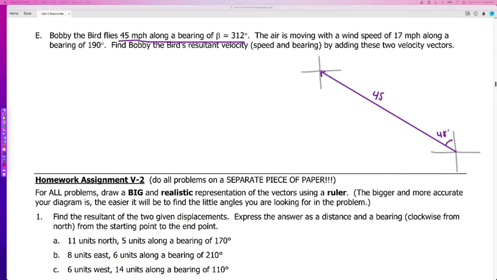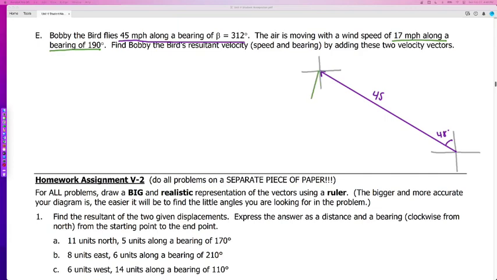The air has a speed of 17 miles an hour, so a significantly smaller vector on that one, along a bearing of 190. So 190 is going to put us in what we would call the third quadrant, so that's going to be down, which is perfect. Okay, 17 miles along a bearing of 190 degrees.